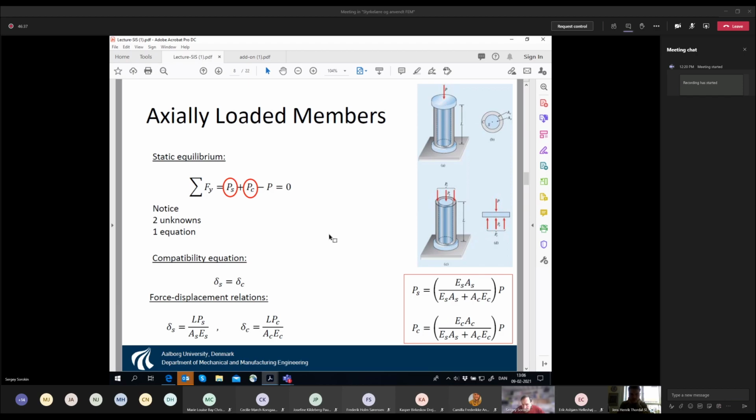Any questions about this? Here it's simpler, of course, than in the previous example, because as we already discussed, the tricky thing is to write the compatibility condition. But here compatibility is absolutely obvious. They must have the same shortening, the tube and the cylinder, right? No questions about it?